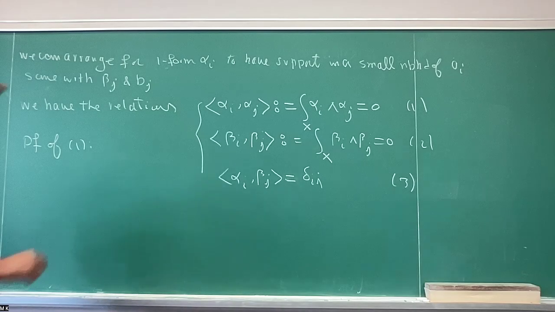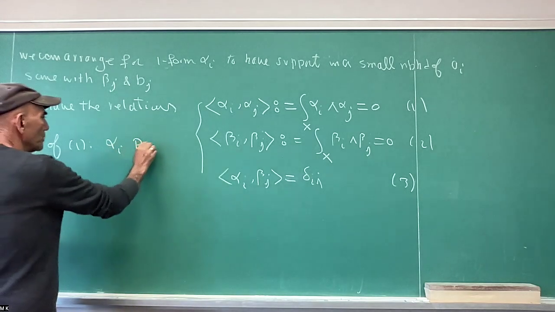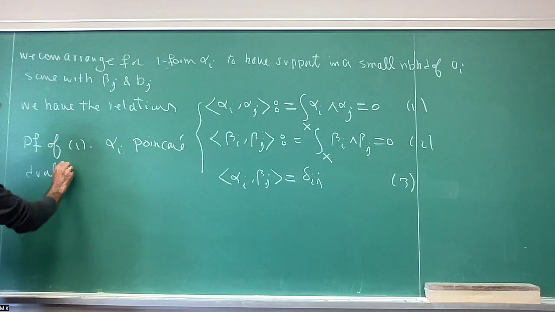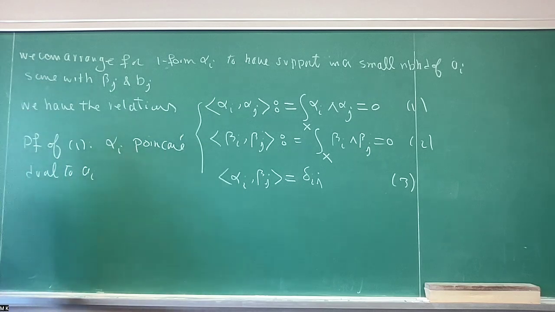Alpha I, remember, is Poincaré dual to AI. Why can we use more or less this information to prove 1? AI dot HA is equal to 0. What is AI? Alpha is the Poincaré dual to AI. So you mean it follows from that? Right, that's true, but how? We want to see how.